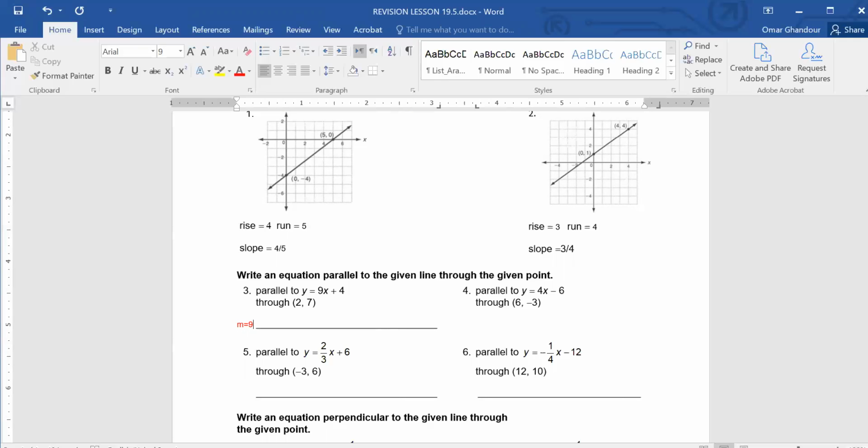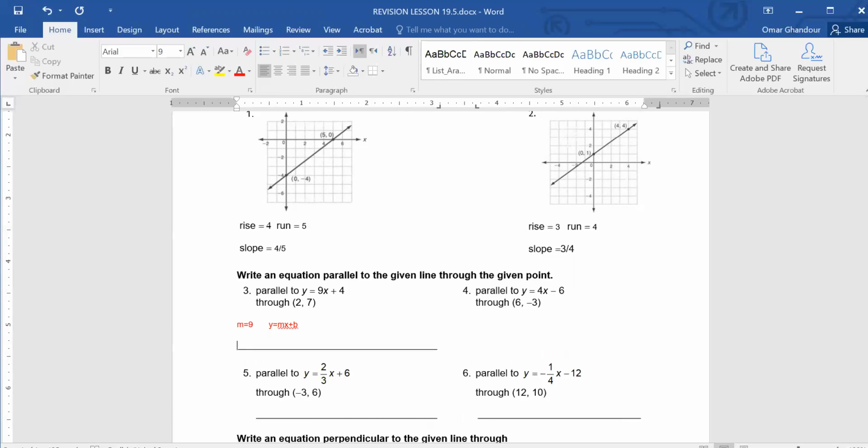We know that m is equal to 9. After finding m, I will write my equation. My equation is y equals mx plus b, right? And then I'm going to substitute. Substitute with what? Substitute with m, and with x and y, to find what? To find b.